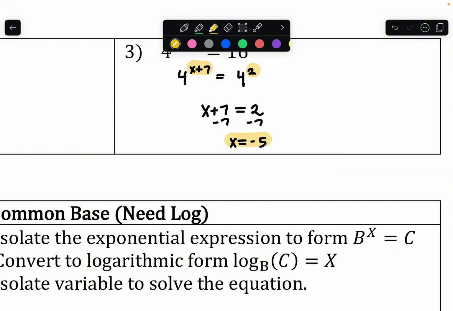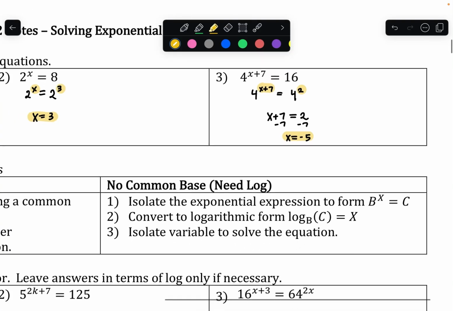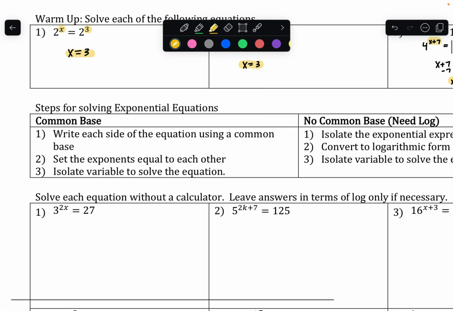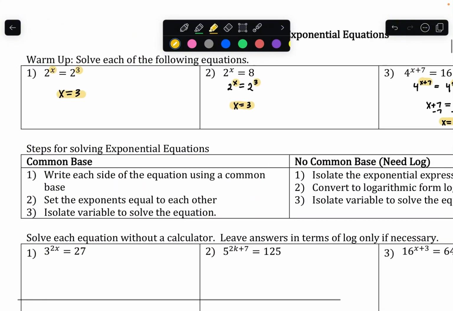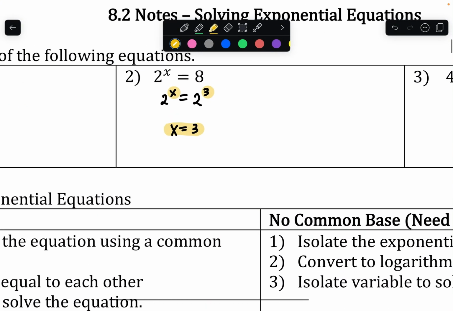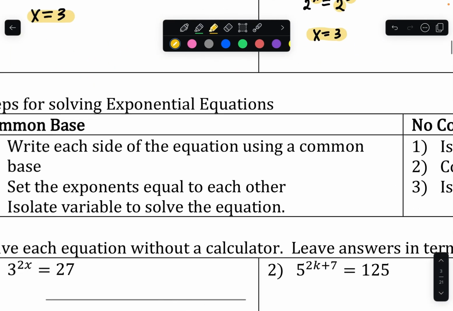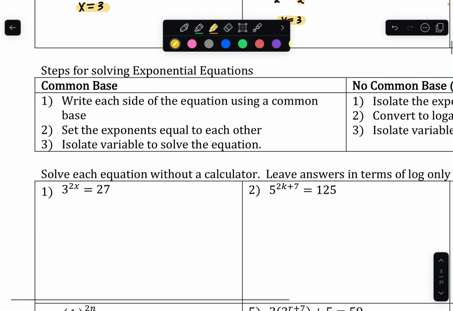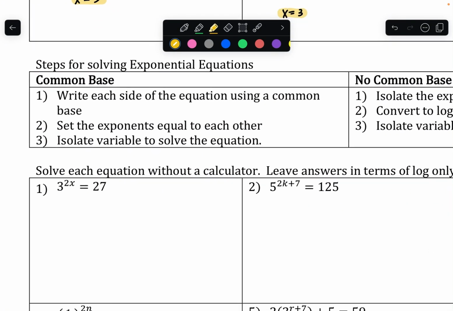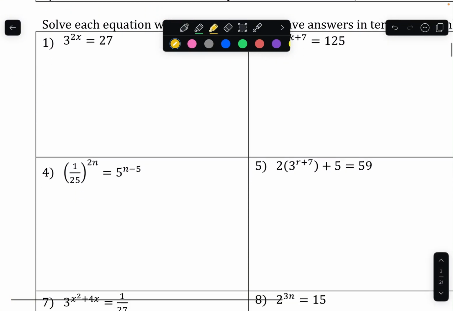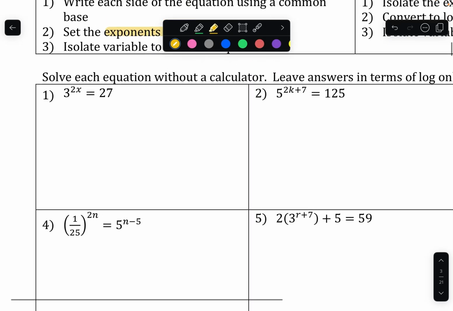So that's kind of the goal when solving these. And this usually comes up on non-calculator tests for PSAT and SAT, is you try to get a common base, okay? And so here we had a common base of 2. Here we had a common base of 4, okay? And so your first step is to write each side using a common base and then set the exponents equal to each other. And then you would just isolate the variable. You could be left with a linear equation, sometimes a quadratic equation. So we'll see a couple of different examples.